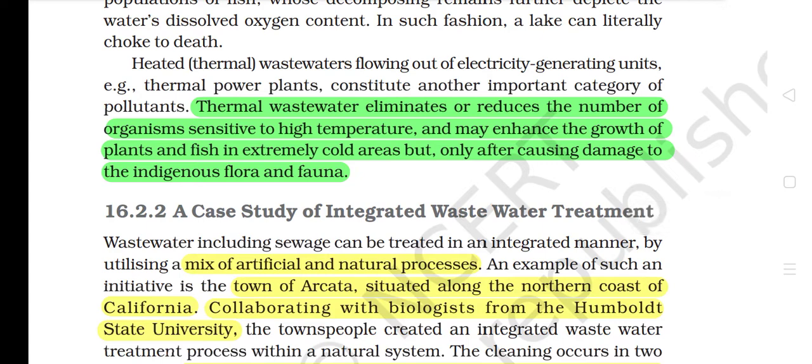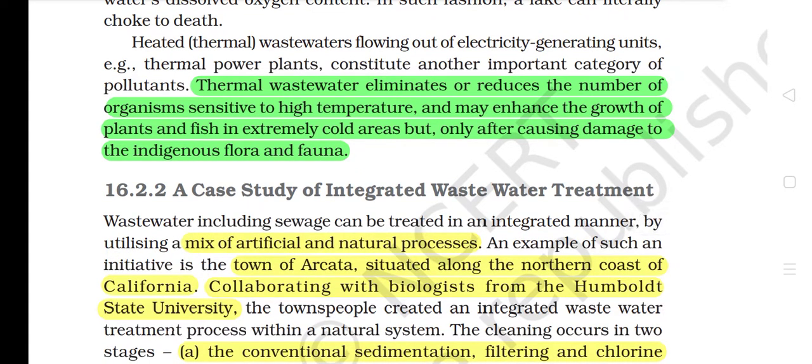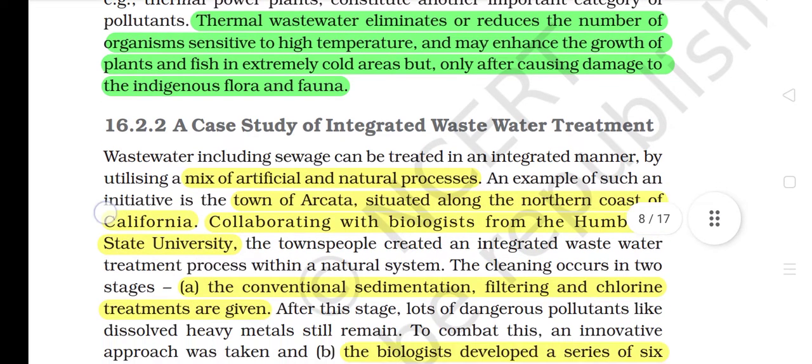Heated thermal wastewaters flowing out of electricity generating units, for example thermal power plants, constitute another important category of pollutants. Thermal wastewater eliminates or reduces the number of organisms sensitive to high temperature and may enhance the growth of plants and fish in extremely cold areas, but only after causing damage to the indigenous flora and fauna.